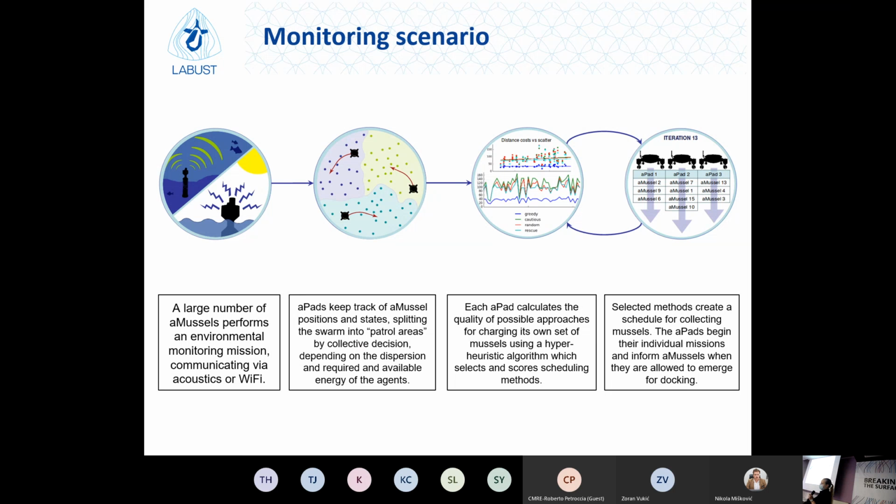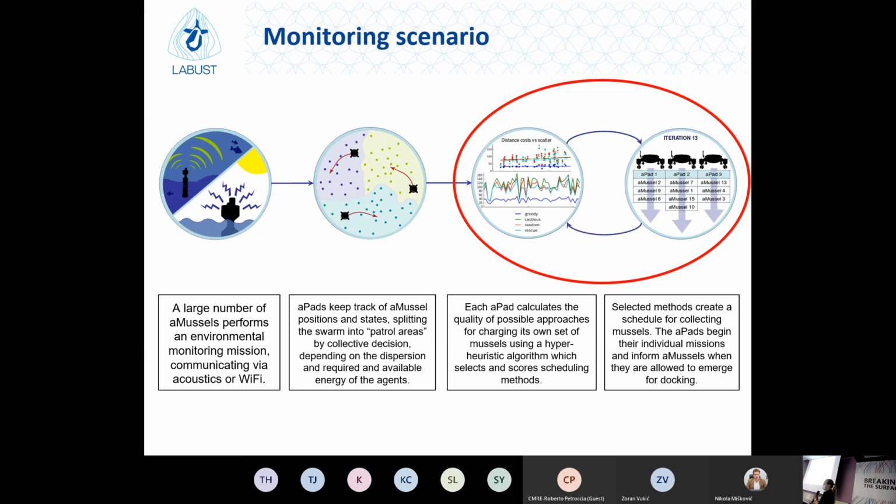While this monitoring is taking place, the APADs are patrolling on the surface, and among themselves, they make a sort of patrol agreement on which aMussels are the responsibility of which APAD. After this is done, each of the APADs then proceeds to schedule and sequence pickups and charging of the aMussels and conducts this decision making. And of course, after the decisions have been made, the APADs execute these missions.